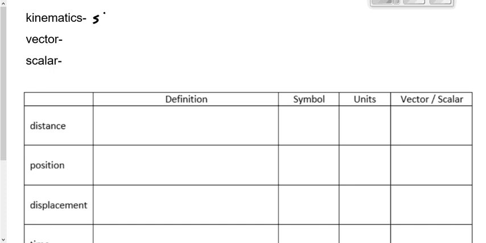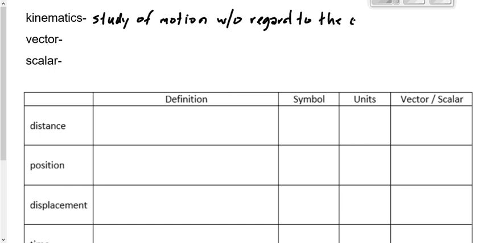So we'll say this is the study of motion without regard to the cause, the motion itself.